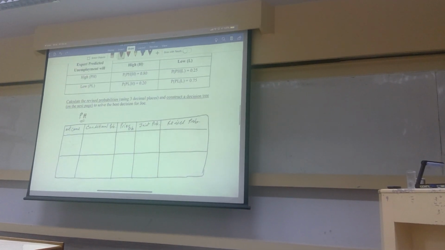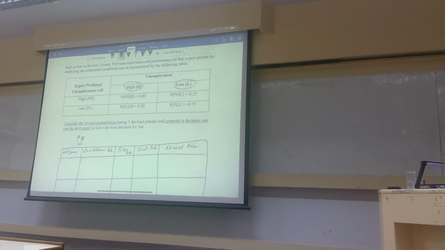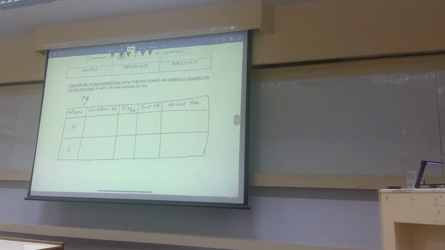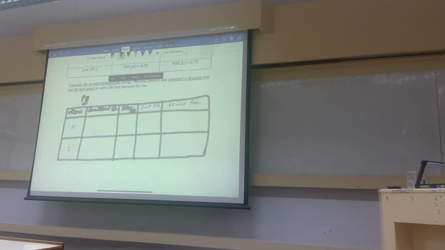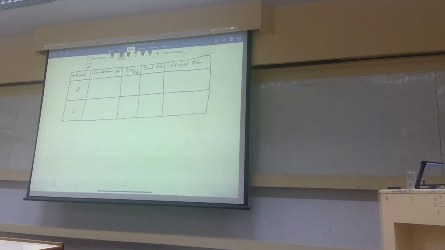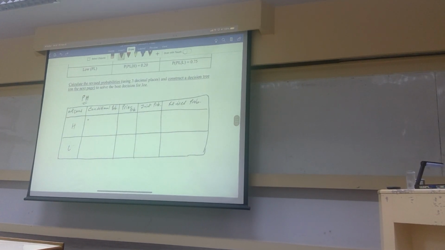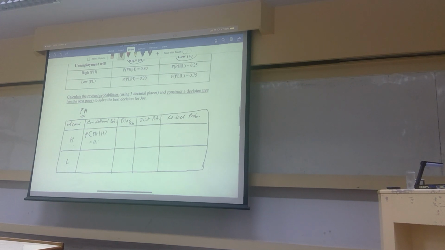How about the outcome? We have high unemployment and low unemployment, so we use H and L. Remember, the general form of conditional probability is the probability of the survey result given the outcome. In this case, it is the expert result given the outcome. So the value in this cell is the probability of predict high unemployment, given outcome high unemployment. Probability of predict high given high is 0.8.